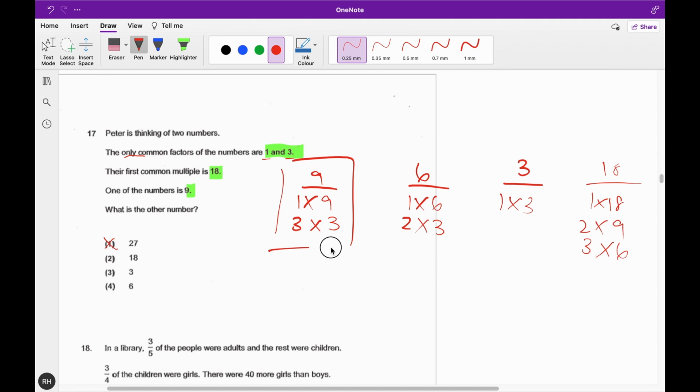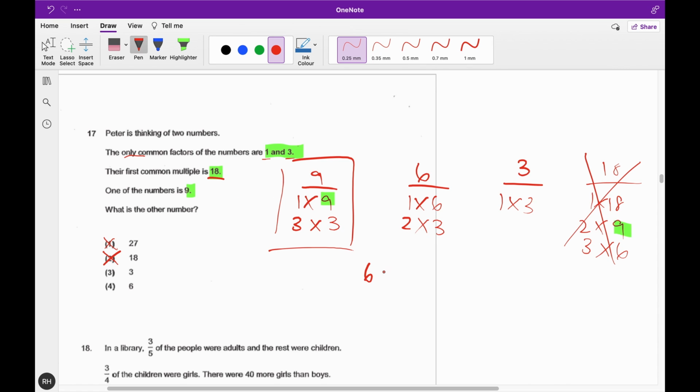Okay, so the only numbers that are similar to 9 are 1 and 3. So we know the number 18 is out because we have more than 1 and 3. We also have 9 as a common factor. So the answer 18 is out. Okay, let's move on. The first common multiple is 18.